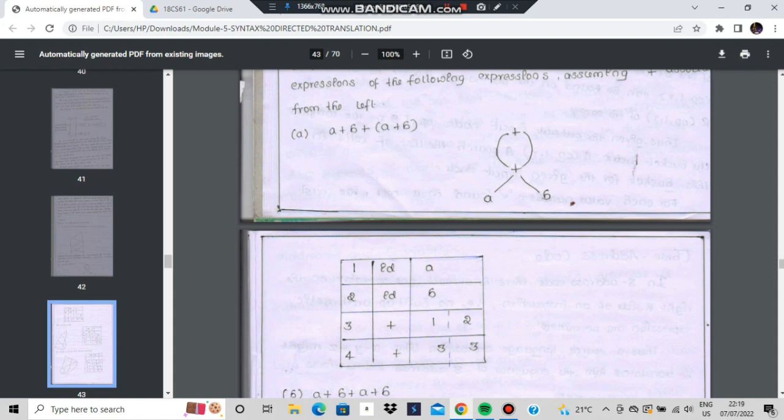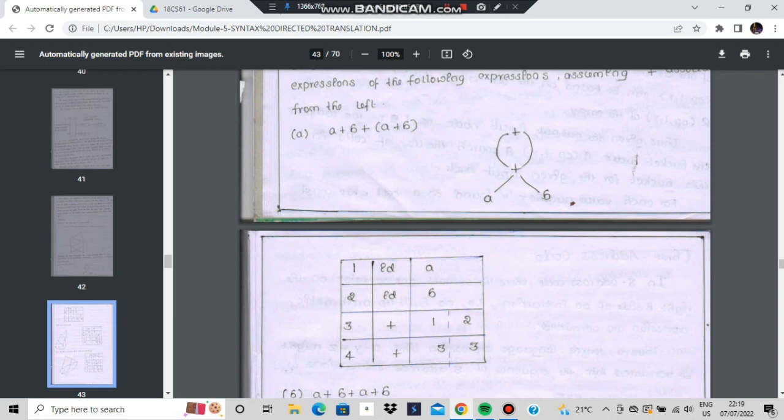So you'll write 1 ID A, 2 ID B. After you have written this one and this one, the IDs are assigned as 1 and 2 for A and B respectively. Then what you have is A plus B. If you substitute with the IDs, it will be 1 plus 2 and that will be stored somewhere. So that's what we are doing here in 3 plus 1 2. So this is 1 plus 2 and that is stored in 3.